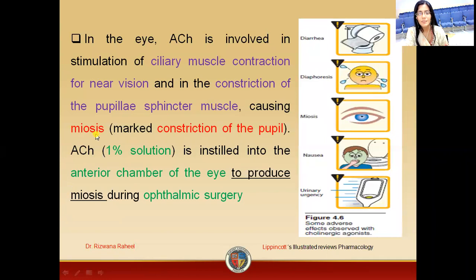It basically causes miosis by contraction of the ciliary muscles and by contraction of the sphincter muscles. Constriction of the pupil is actually miosis, while dilation of the pupil is mydriasis. So acetylcholine is associated with miosis, that is constriction of the pupil. A 1% acetylcholine solution is instilled into the anterior chamber of the eye to produce miosis during surgeries.